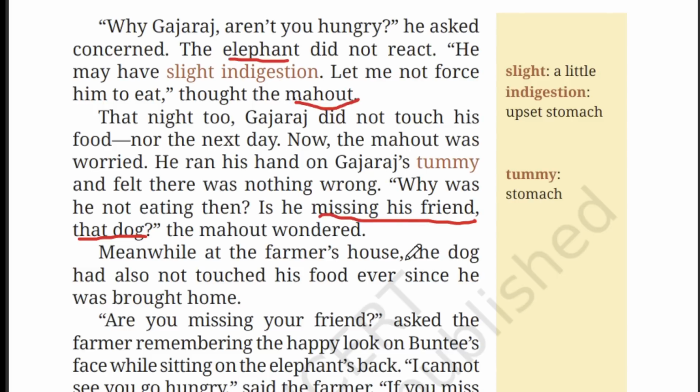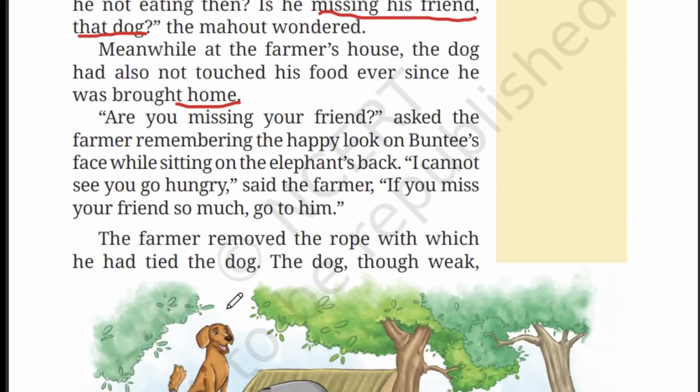Meanwhile, everything so far happened in Gajaraja's stable. Now, let's see what is happening at the farmer's house. Meanwhile, at the farmer's house, the dog had also not touched his food ever since he was brought home. "Are you missing your friend?" asked the farmer, remembering the happy look on Bunty's face while sitting on the elephant's back. See, while sitting on the elephant's back, Bunty was very happy, right? So the farmer is asking whether you are missing your friend Gajaraja.